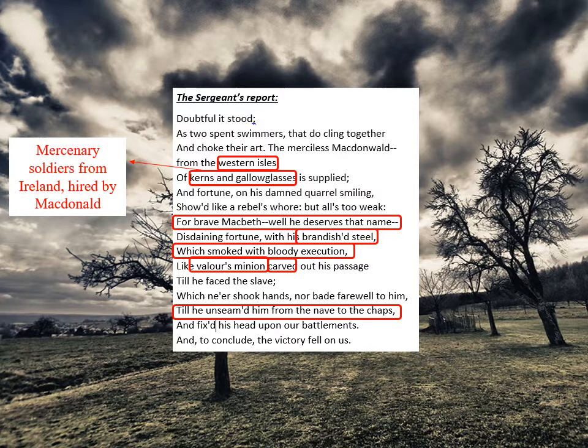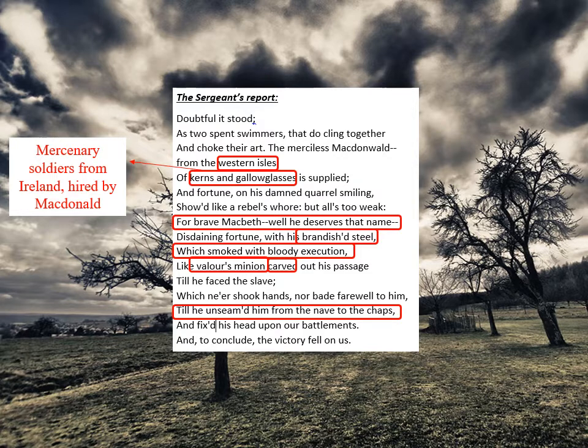We then get this really interesting image of "Valour's minion." Now, valour is another word for bravery, but minion, as we know from the little yellow dudes from the films, a minion is someone who follows. So even now, within this early scene, we've got a little clue as to how well Macbeth is going to fare when he becomes king. Because I think from this scene we get an image of someone who's pretty good at following orders, but maybe not so good at giving them out, not so good at being the leader, the guy on top.